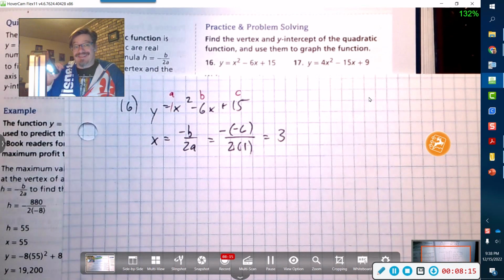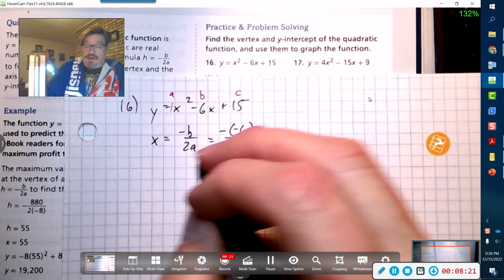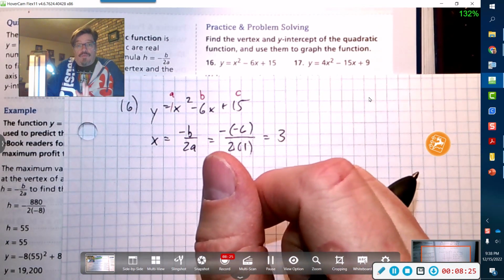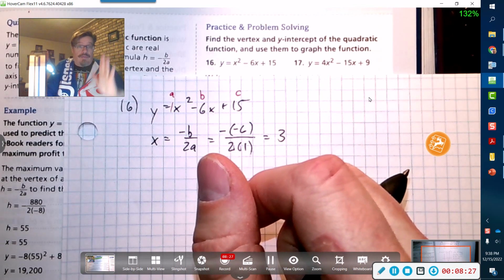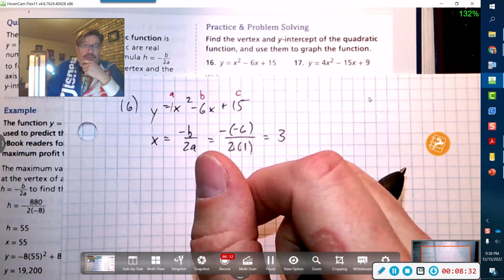Now what that just did is it told us what the x coordinate is of the vertex. Okay? And what it also told us is that it's also the axis of symmetry. So we know that at positive 3, the spine of the quadratic is going to go vertically at x equals 3.